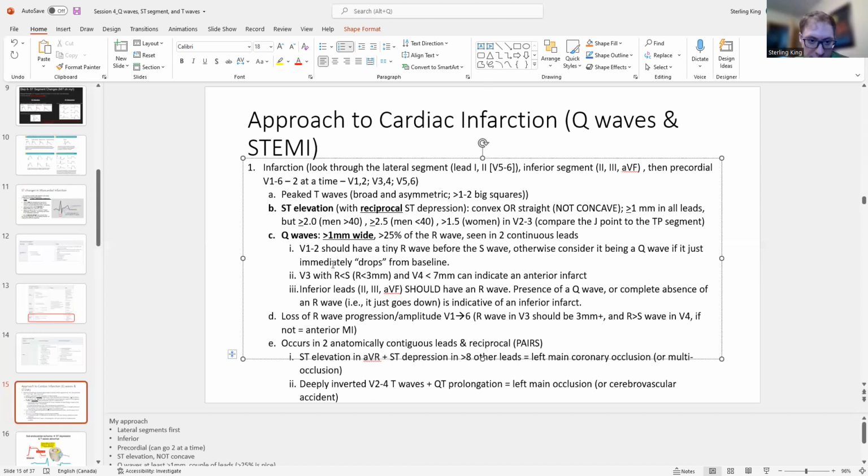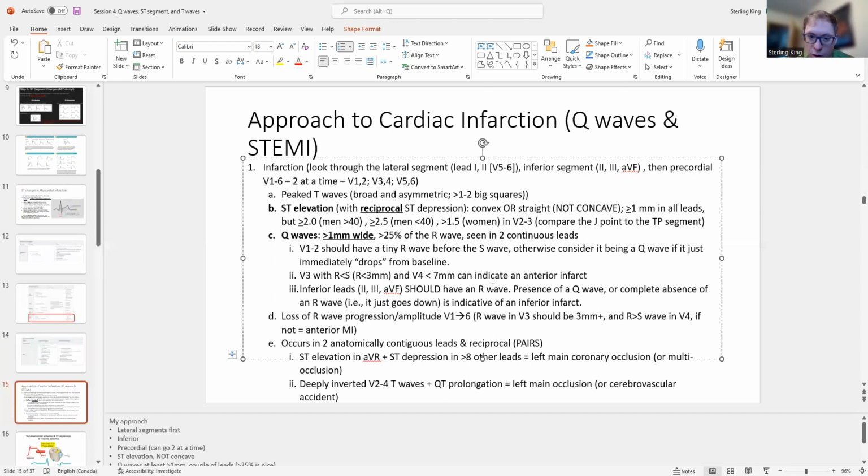So the way I looked at it is that it immediately drops from the baseline. The PR, well, if there's no PR, it goes PQ. V3 with R less than S, so R should be getting larger. If they don't, I'll be able to show you on another picture. It could mean an infarct.